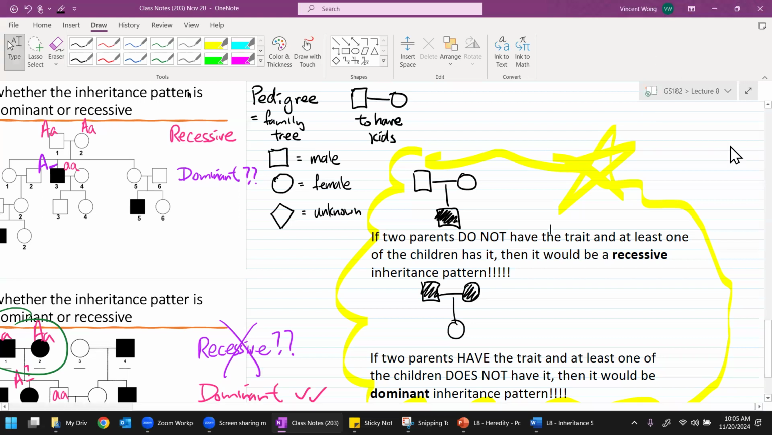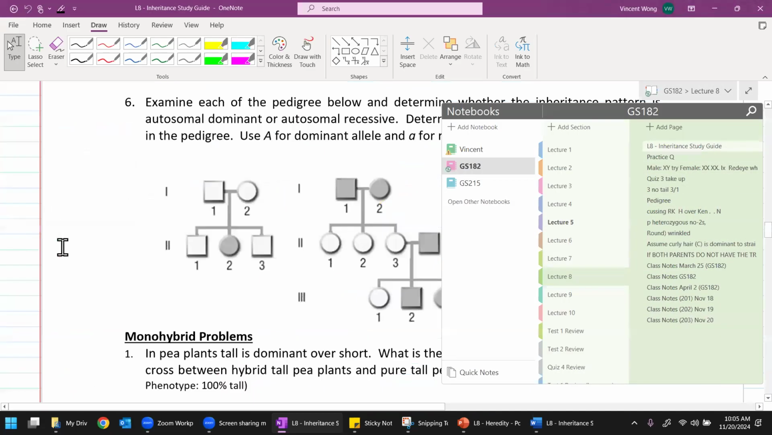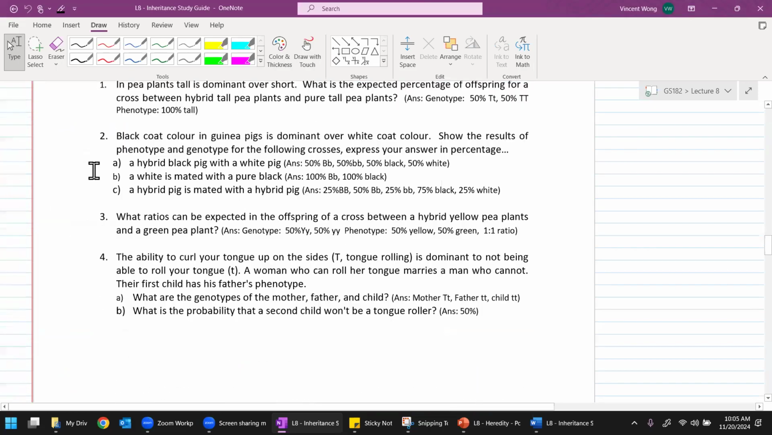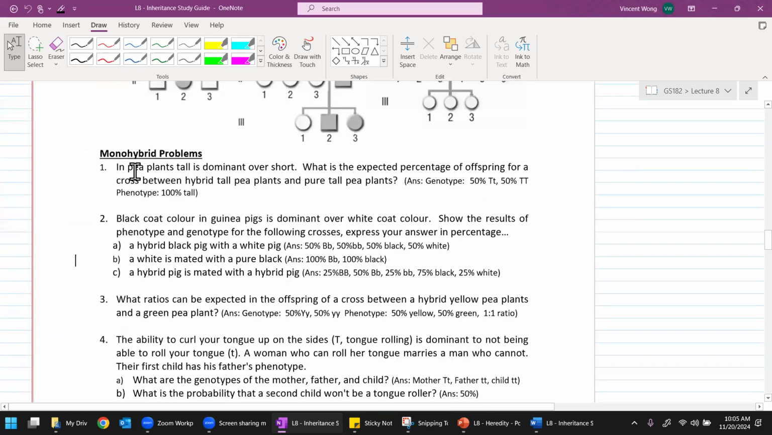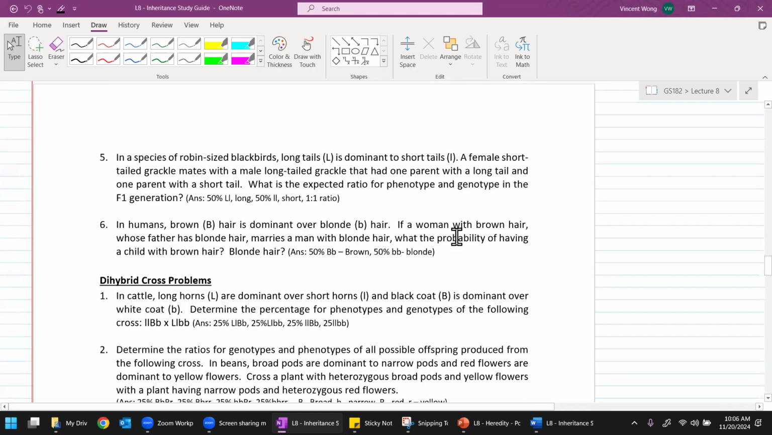Okay, if you're done, then that's it. But it's very important that you practice. Okay, you should do these questions. Monohybrid. That's what the problems are called because we are tracking one gene at a time. Okay, like red flower, white flower, black eyes, brown eyes, blue eyes. That's one trait. They're called monohybrid problems. You should do all of these. 1, 2, 3, 4, 5, 6.